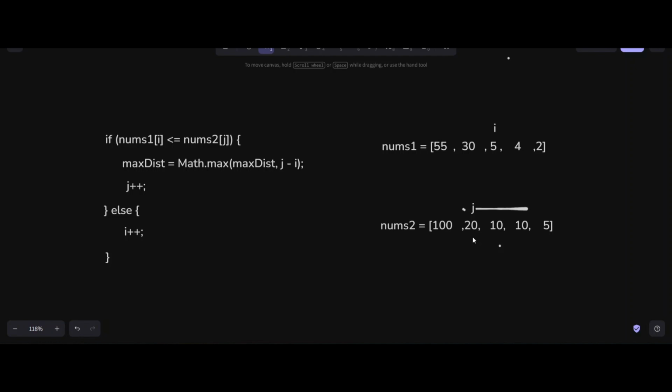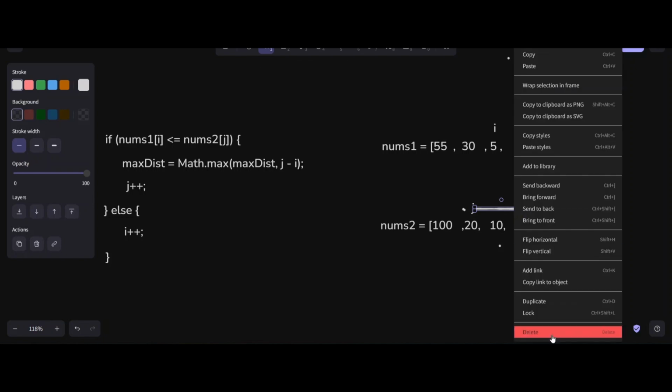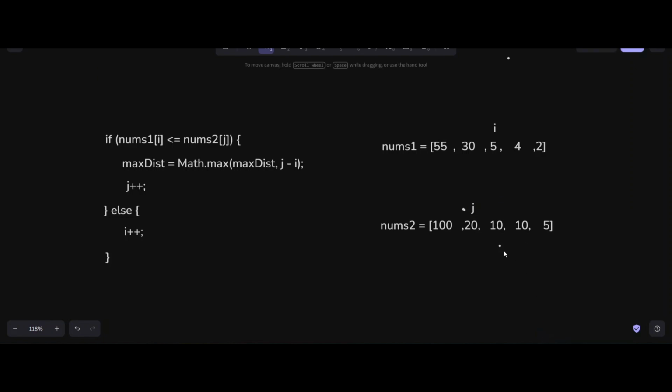This value is bigger. I said fine, okay. Then we are checking the distance. What will be the distance? Can you think about it? This will be negative.